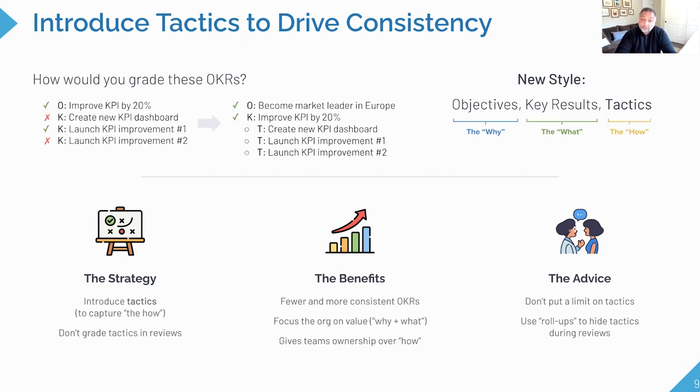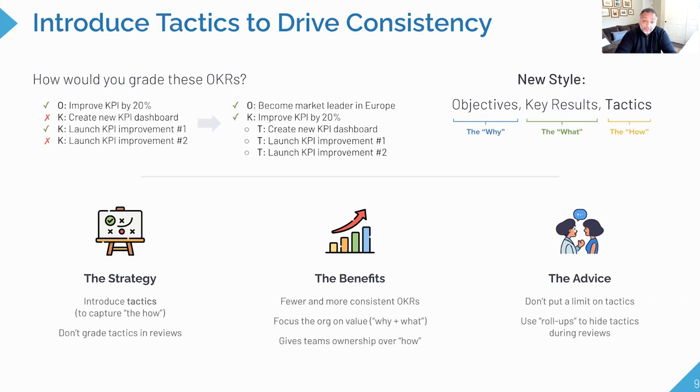First, you'll have fewer OKRs. You won't have those long lists of OKRs anymore because you're separating out the how from the what. Your key results become more streamlined. Second, you'll have more apples to apples comparisons between teams because objectives and key results and tactics are all of the right granularity. And finally, introducing tactics creates focus.